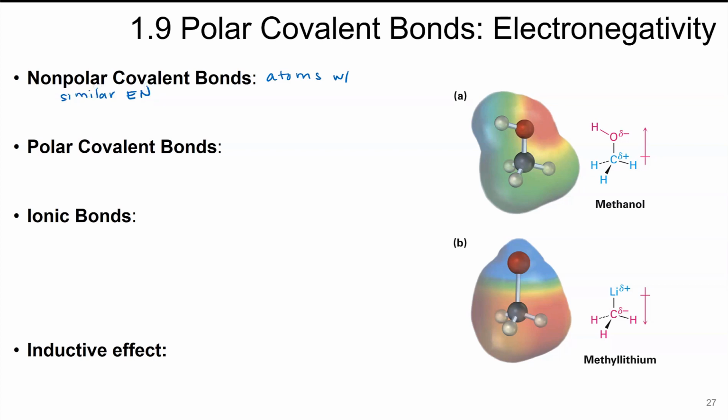EN is an abbreviation for electronegativity. CH is an example of two atoms that have non-polar covalent bonds. Polar covalent bonds have a difference in electronegativity of atoms. So the examples of these would be carbon to oxygen, oxygen to hydrogen, or carbon to a halogen. Ionic bonds generally occur between a metal and a nonmetal.